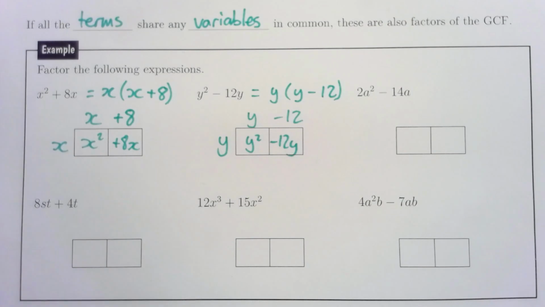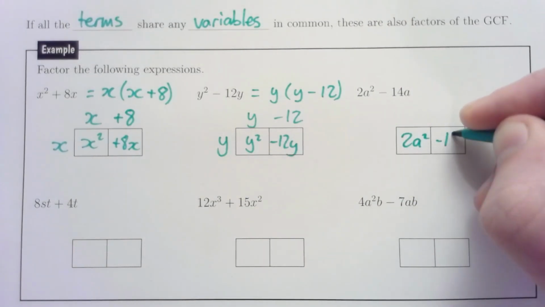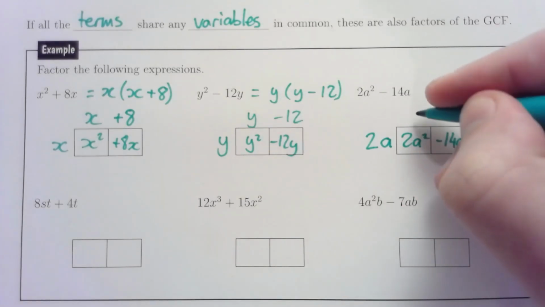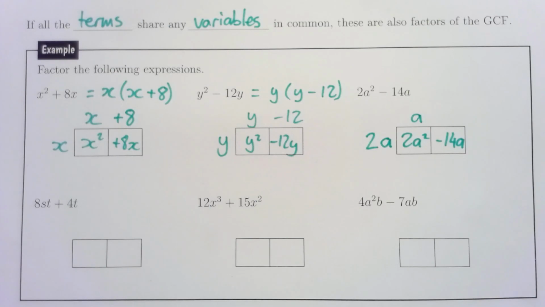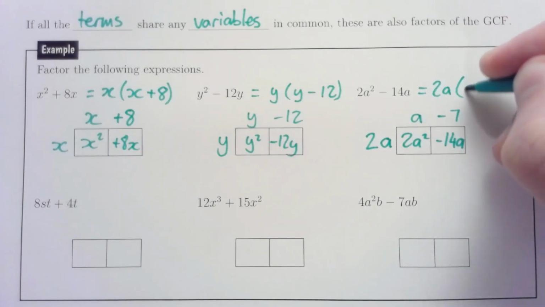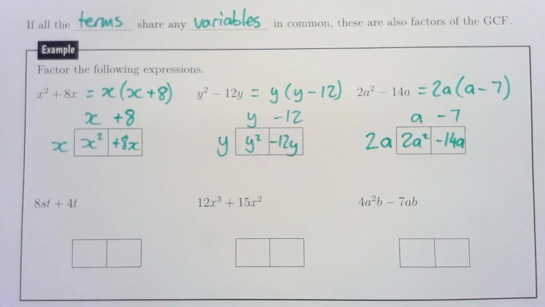For the expression 2a squared take 14a, we see that our coefficients do again have a common factor. It's 2. But if we look at the variables as well, we see that both terms contain the variable a. So our common factor is actually 2a. Now to get 2a squared, we would multiply 2a by a. And to get negative 14a, we would multiply 2a by negative 7. So our factored form is 2a times the quantity, a take 7.